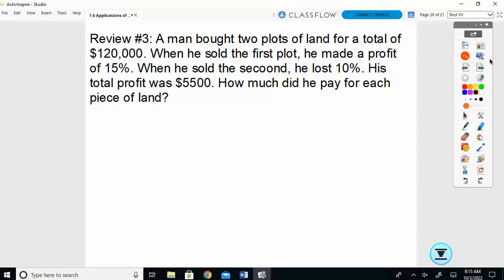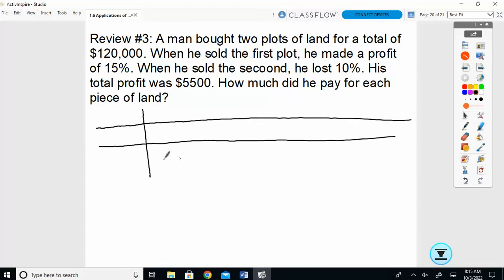So it says, a man bought 2 plots of land for a total of $120,000. When he sold the first plot, he made a profit of 15%. When he sold the second, he lost 10%. His total profit was $5,500. How much did he pay for each piece of land? This is a little bit different than interest, but we could probably set it up the same way. We're not really strictly talking about interest, but the interest formula will get us what we need here.